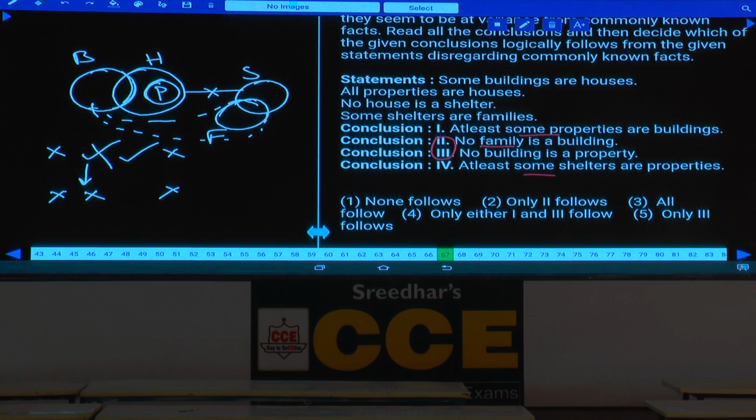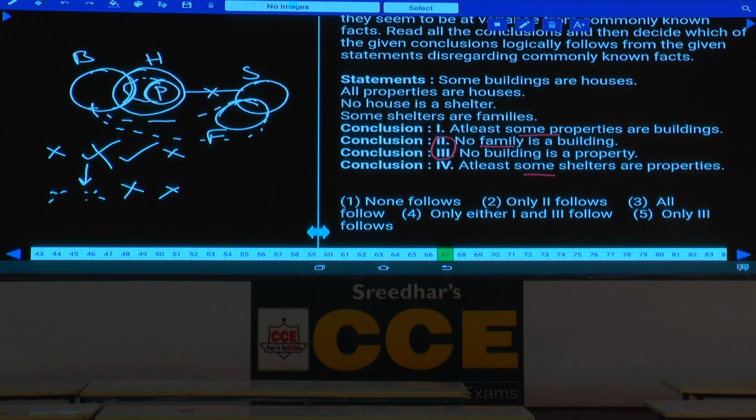What is the next one here? Third one. Now in the third one, no building is a property. As no building is a property, now we should prove some buildings are properties. Now tell me whether I can draw my property and building like this or not. Yes. Then what happens here? Alternate diagram proven, previous conclusion will be false.